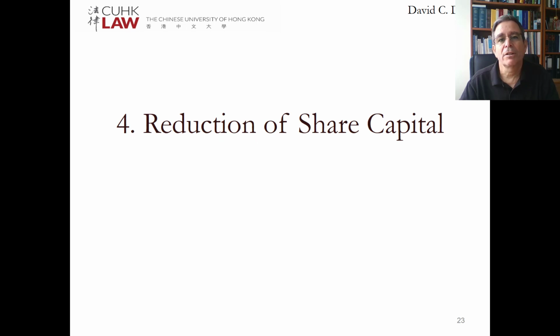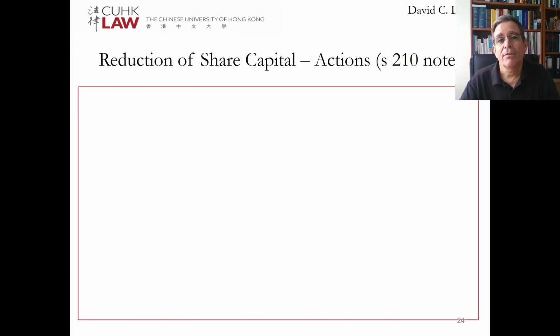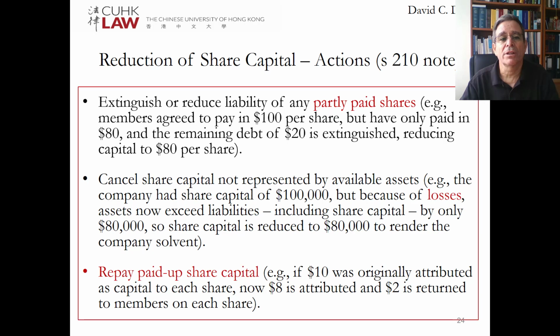Reduction of share capital is in many ways the object of the protections that we've seen in each of these distributions, whether it be dividends, repurchase of shares, or financial assistance. And so now we're going to the heart of the matter. We have a laundry list similar to the laundry list of capital increases we find in Section 170 of the Companies Ordinance, and this time the laundry list is in Section 210 of the Companies Ordinance.